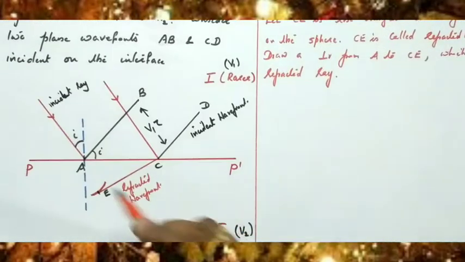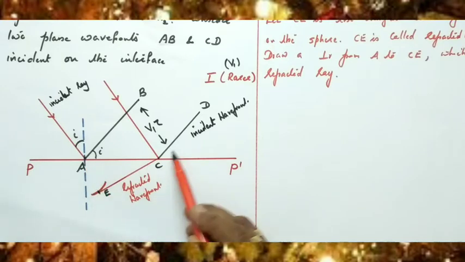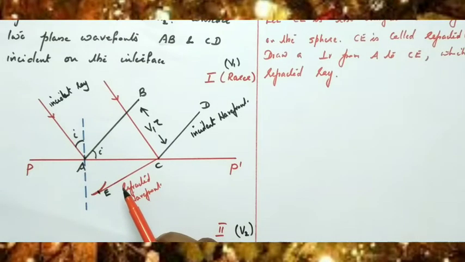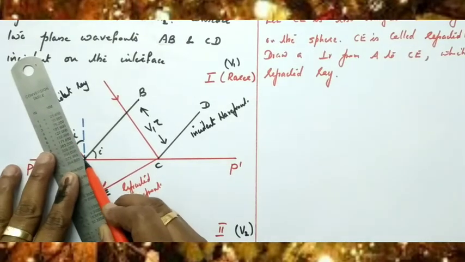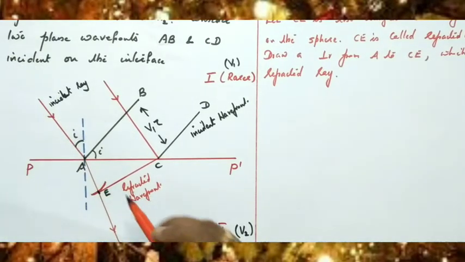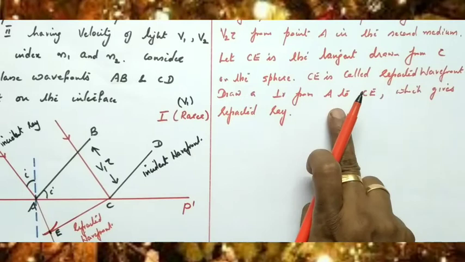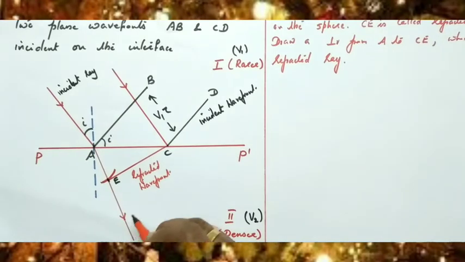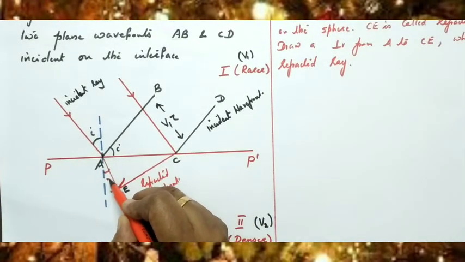Now draw a perpendicular from A onto the refracted wavefront. Any line which is perpendicular to the wavefront is called a ray. So draw a ray from point A to this wavefront. Let it pass through the point E like this. This perpendicular drawn from A to the refracted wavefront, AE, gives the refracted ray. So what is this called? AE is called a refracted ray, and this angle is called the angle of refraction.